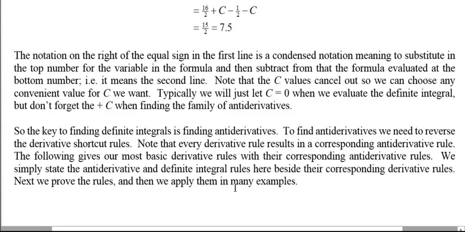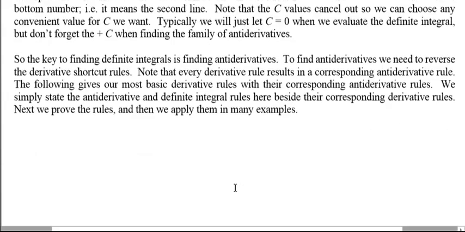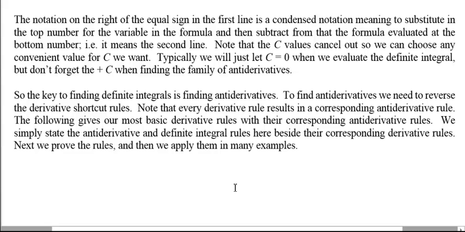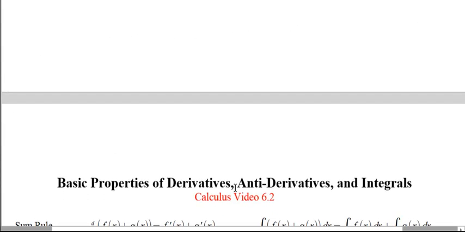So the key to finding definite integrals is in finding antiderivatives. So to find antiderivatives, we need to reverse the derivative shortcut rules. Note that every derivative rule results in a corresponding antiderivative rule. And below, we're going to look at the basic derivative rules and the corresponding antiderivative rules that result from them. So we'll look at that in our next video and then put it to work in the video after that.